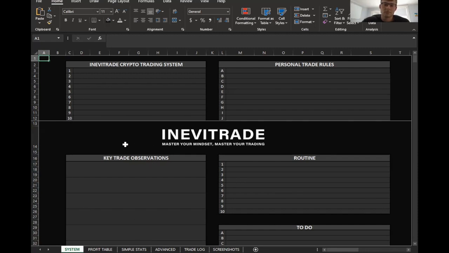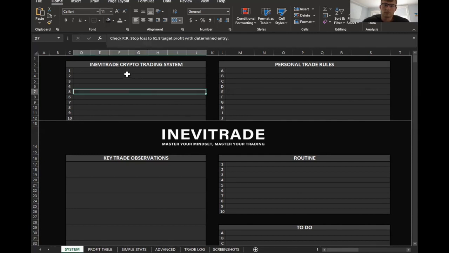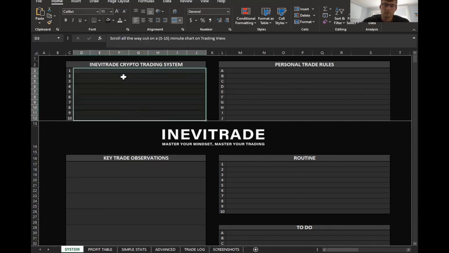First off, as you see here, the tracker has multiple tabs at the bottom. The first is the system tab. As you go through this course, you understand that there's a psychology behind trading, and this is designed to make sure that we as traders follow the system that Craig put together, and also note key observations in your behavior and trades, so you can adjust and improve, but not sacrifice your rules and guidelines. Here's a spot where you can type in the Innovatrade crypto system, the different rules that you're trading.